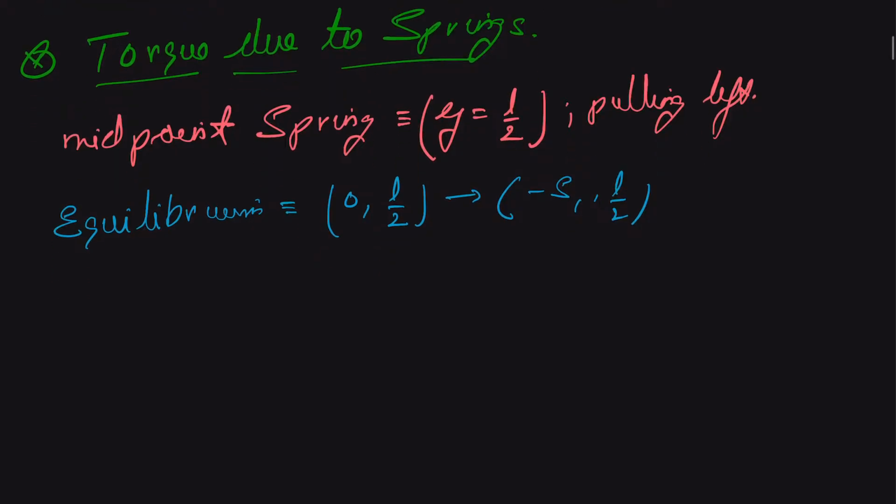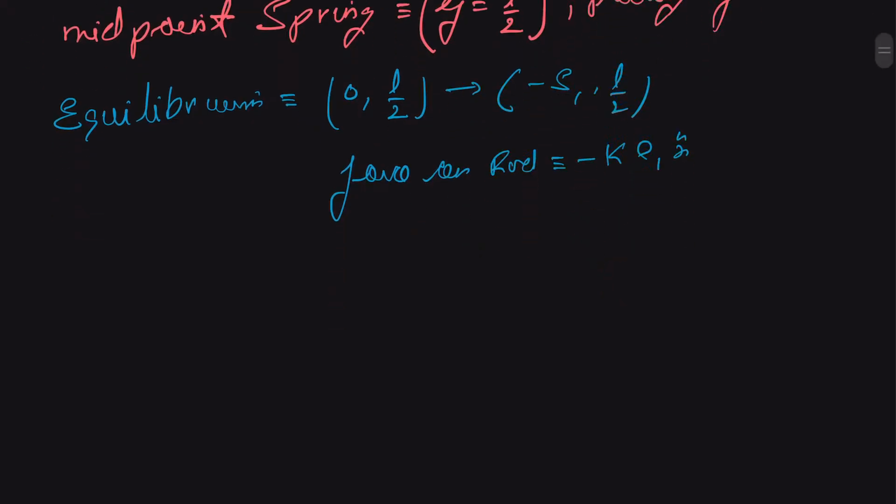And the force we also calculated, that force on the rod will be equal to minus k E1 x unit vector. Therefore from here we are going to find out how much it will be displaced. We just found out our displacement, which is L by 2 times theta, and this comes as L by 2.